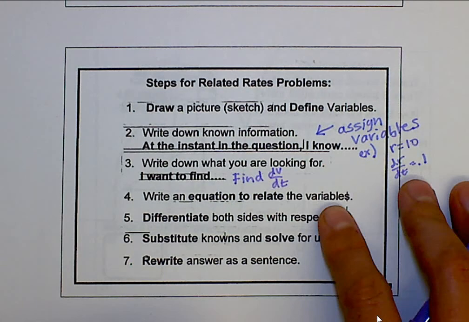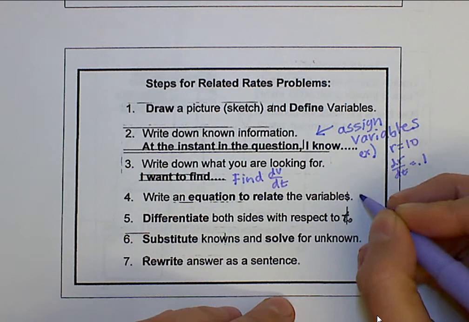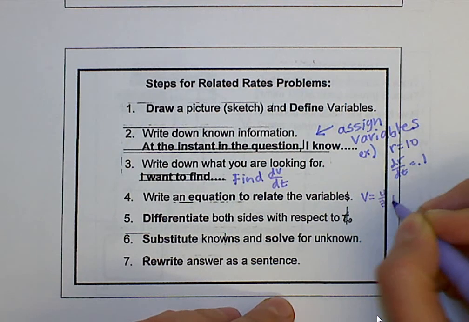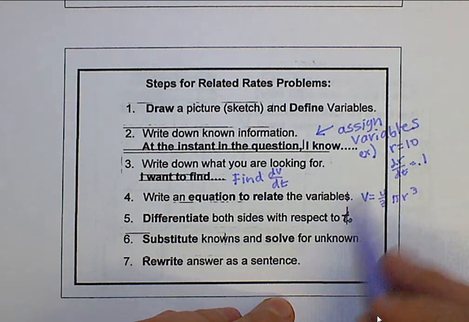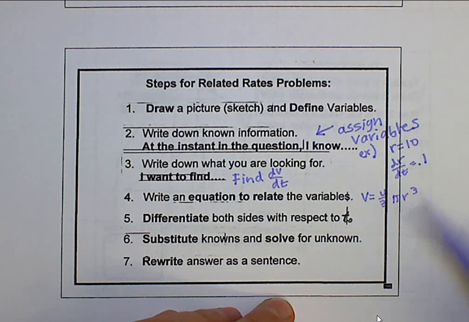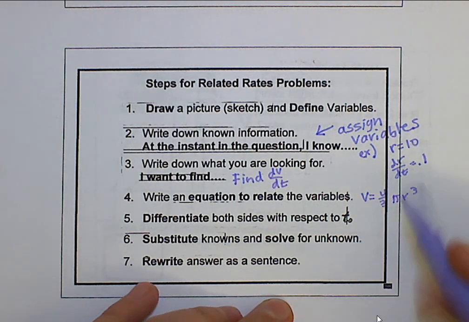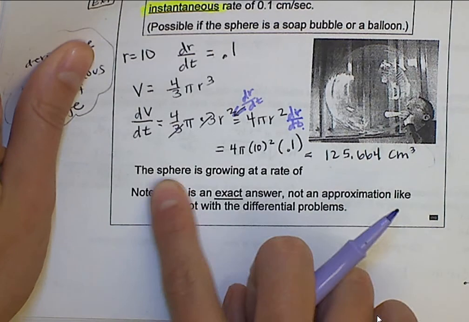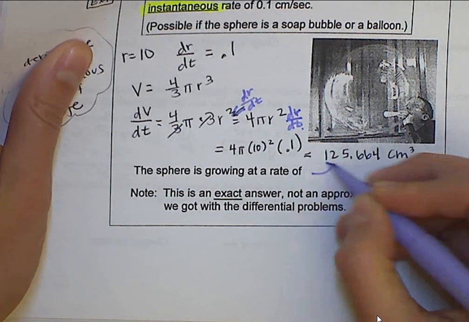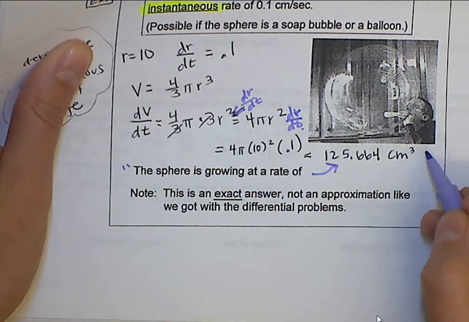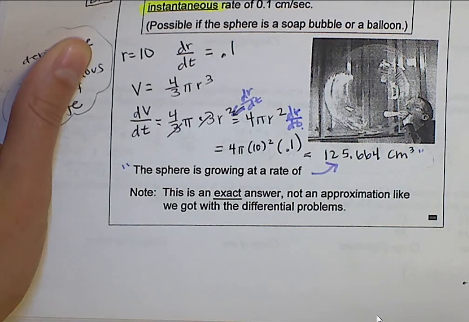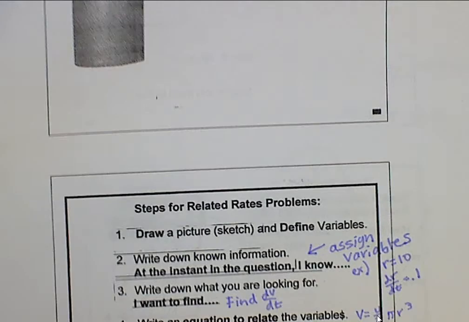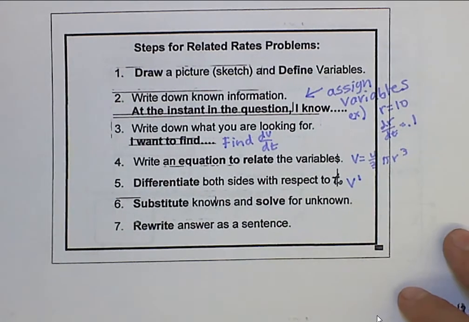We wrote an equation that related the variables. We said that the volume equaled 4/3 pi r cubed. This related everything that we knew. We took the derivative, we found v prime, and then we substituted in. Well, I was bad, I didn't rewrite it as a sentence. That's what they had here. The sphere is growing at a rate of, there. So this would be my sentence that we use to finish it off. Okay, so these are steps to keep in mind for rates of change.